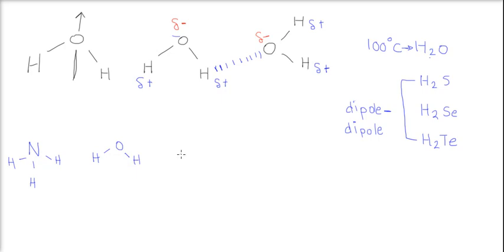Here we can also have hydrogen bonding. So anytime there are oxygen-hydrogen bonds, as well as nitrogen-hydrogen bonds, we can have hydrogen bonding. So we can have hydrogen bonding between ammonia and water, water with itself, or ammonia with itself.